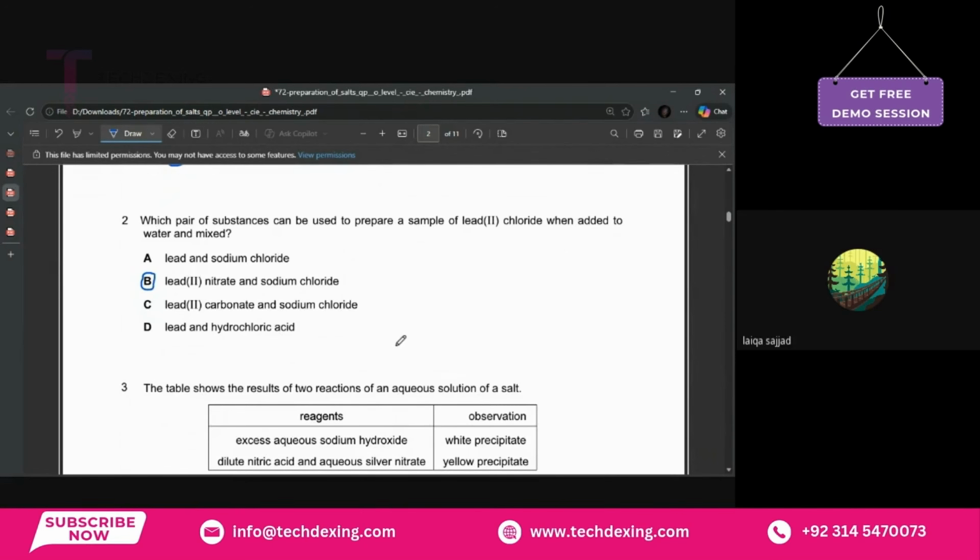Lead nitrate and sodium chloride, they are both soluble. And when they mix together, which type of reaction takes place to give us lead chloride?